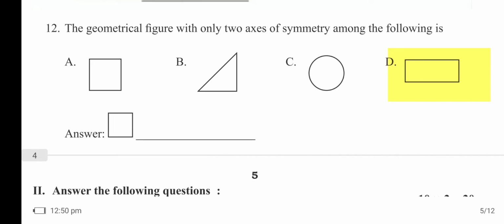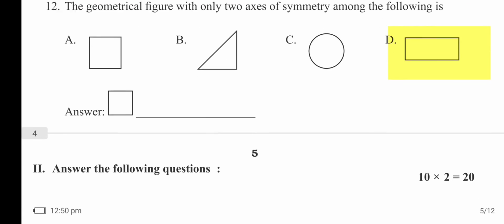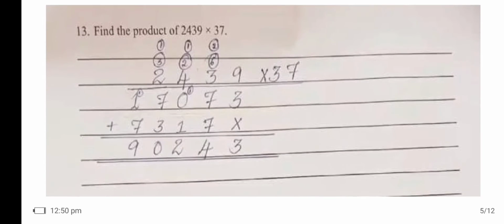The geometrical figure with only 2 axes of symmetry among the following is. So the right option is, 2 axes of symmetry, we find in a rectangle, so option D is the right answer. Now answer the following questions.